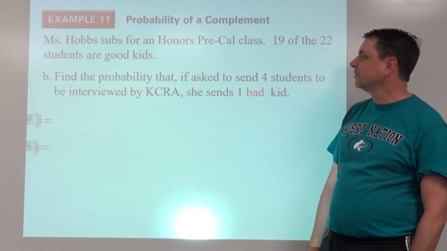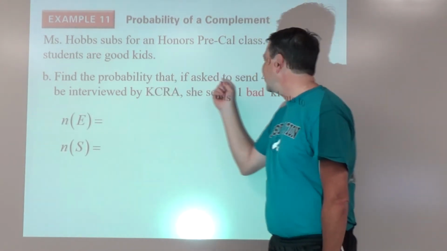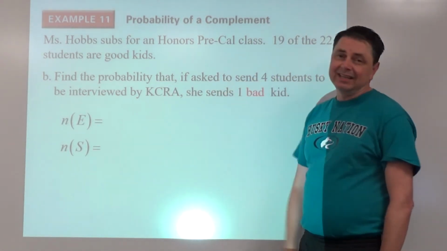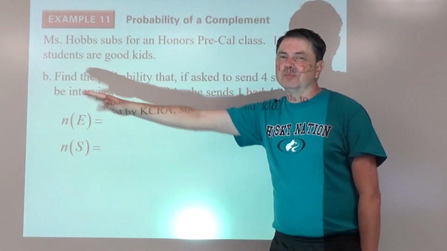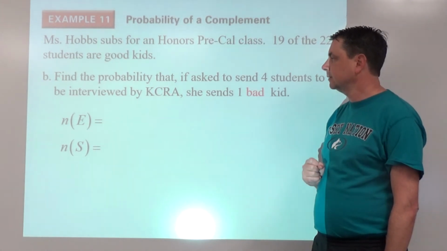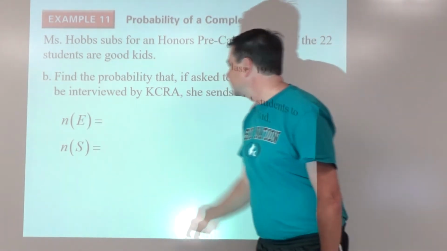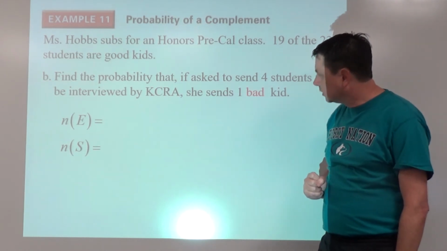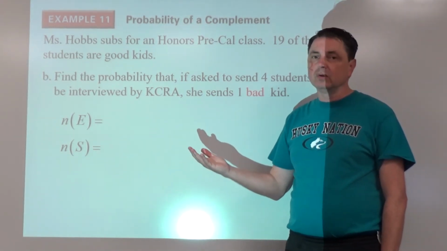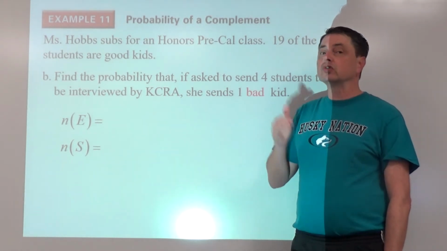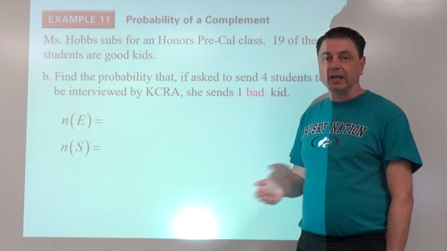Part B, find the probability that if asked to send 4 kids, she sends up 1 bad kid. Still 4 kids going up, but 1 of them is bad. Okay. So the size of the sample space. You've got to send 1 bad kid. Well, I'm not just sending 1 bad kid. That means that there have to be 3 good kids. So those 3 good kids are chosen from how many?